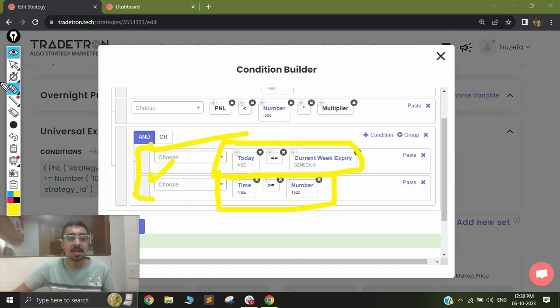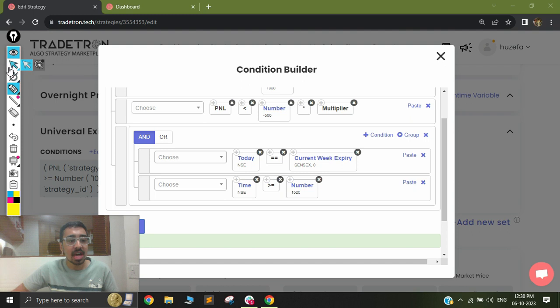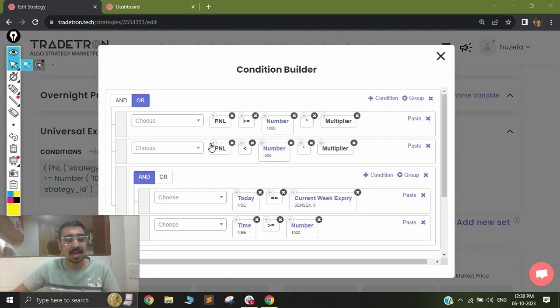And I also have my PNL conditions. So let's say if I have a 1,000 rupee target or whatever, you can change this target and stop loss based on your particular risk appetite, and you can proceed with using the strategy if you like.